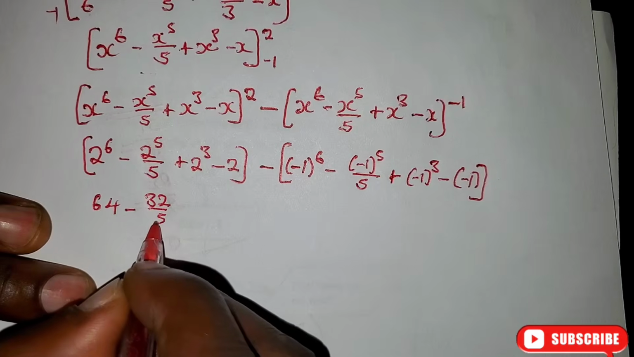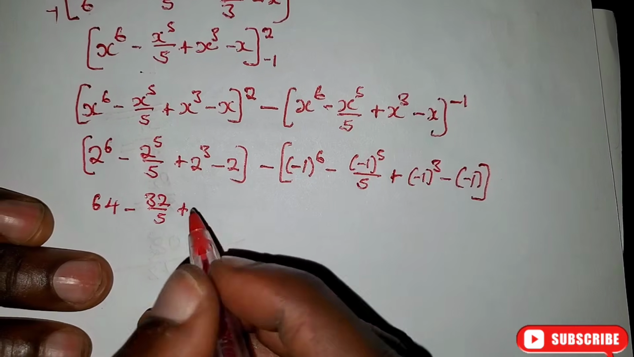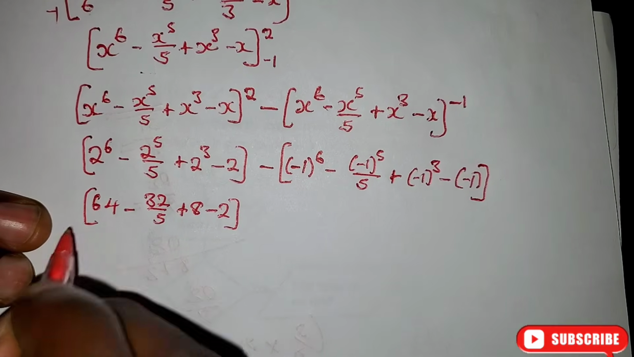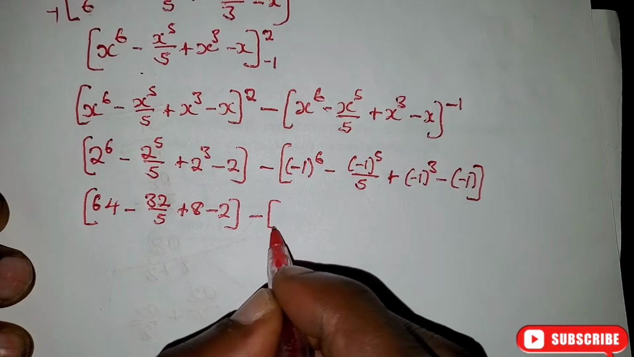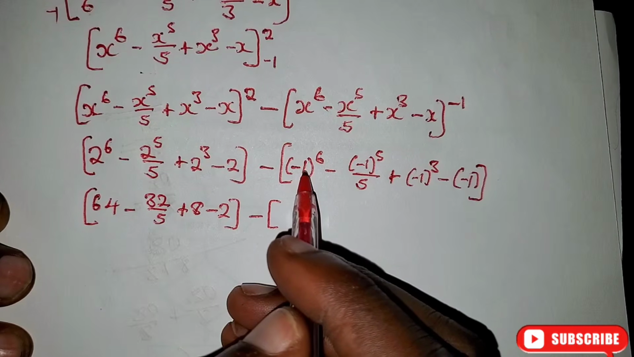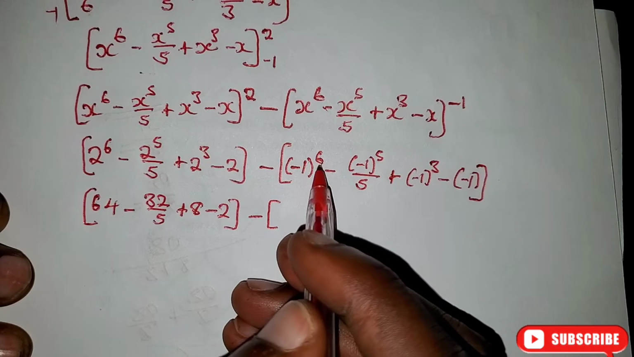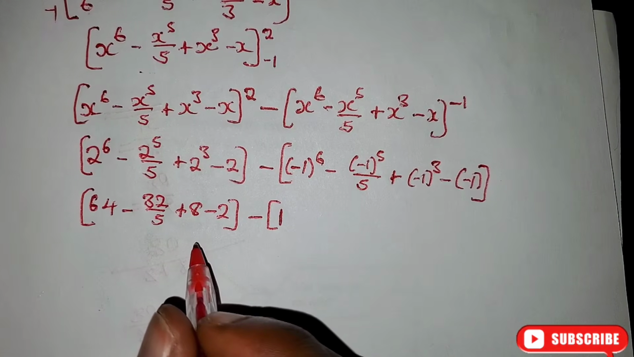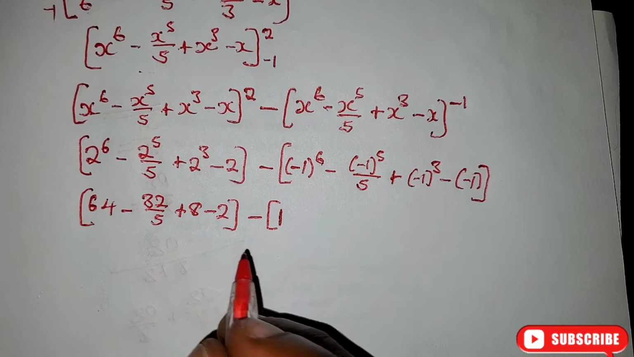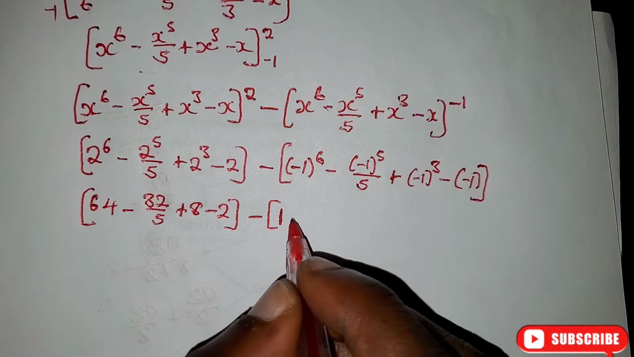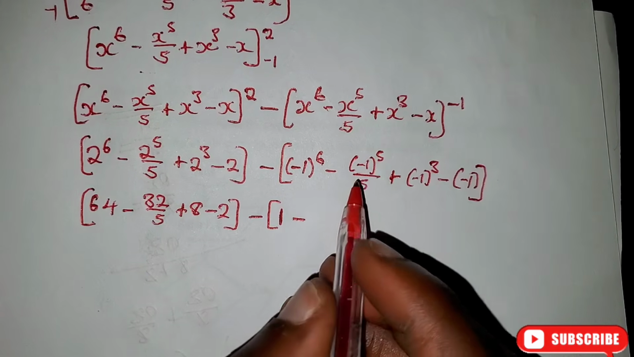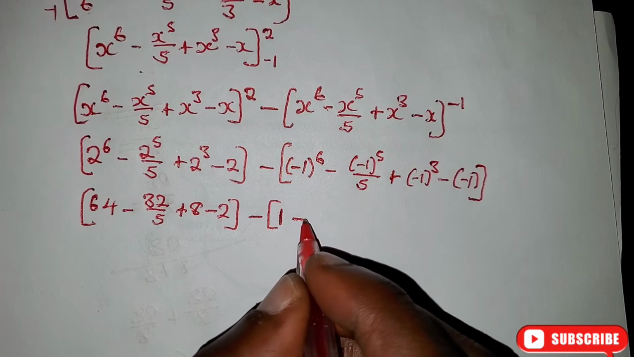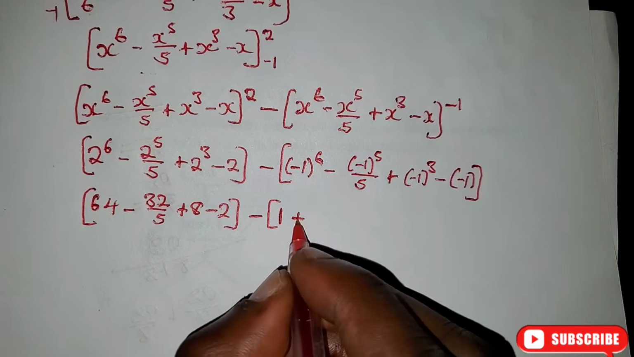32 over 5 here plus 2 to the power 3 is 8 minus 2, okay, like this. Then you do the same on the other side. Now, when negative 1 is raised to an even number, the answer will always be positive. So negative 1 to the power 6 will be positive 1. But this is an odd number, so it will be negative 1. So negative 1 times this negative 1 is just the 1.